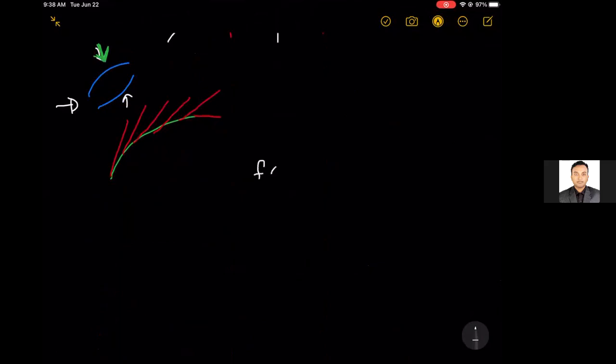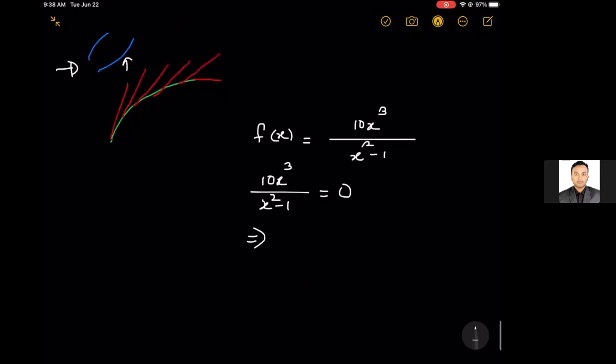So our function was 10x cubed over x squared minus 1. So our x-intercept, that means when y is 0 or the functional value is 0, we know it will be 10x cubed equals 0. So x will be 0. That means your graph will go through that main point, or origin, we say. It will go through the point (0, 0).